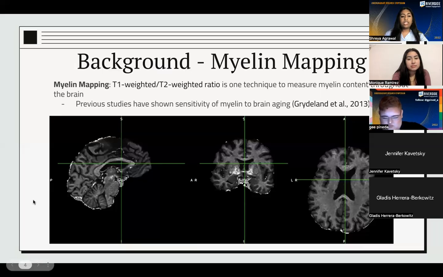Where this study comes in with myelin mapping is that previous studies have only shown sensitivity of myelin to brain aging, but they have never actually looked at the relationship between myelin and memory performance or myelin and diffusion imaging, which is the next thing that I'm going to go into.